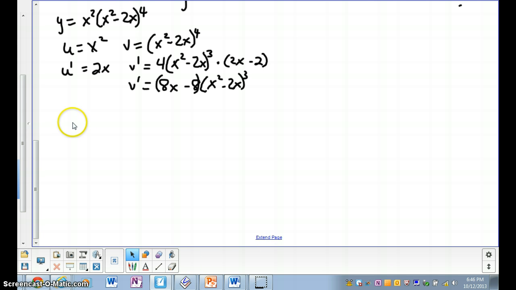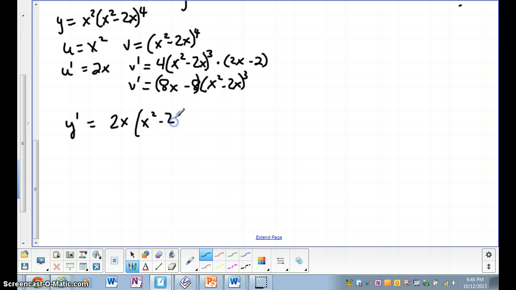So our derivative of y, we're just going to be plugging into our formula. Our derivative y prime is going to be equal to u prime times v plus v prime times u. So u prime times our v plus v prime times u.